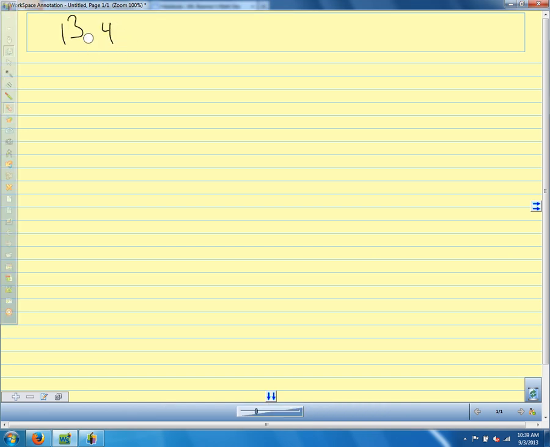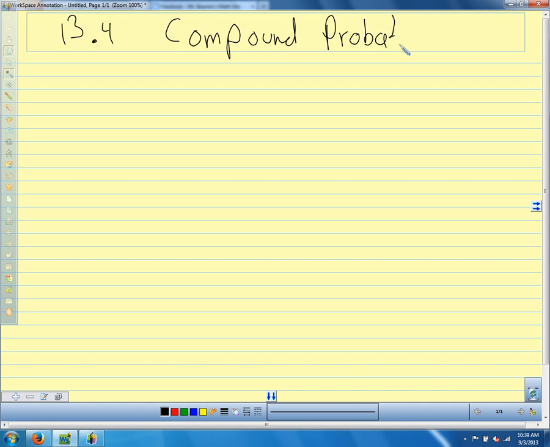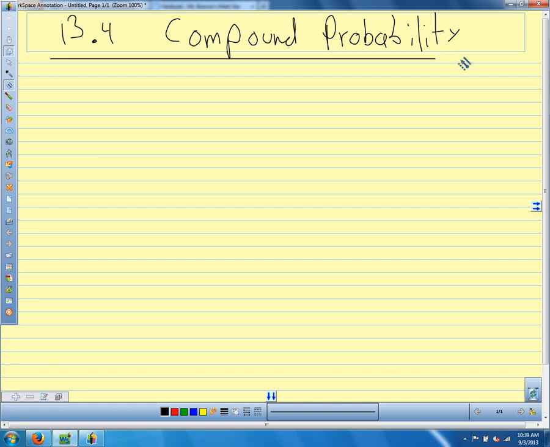And we're kind of going to talk about independent and dependent events. When we find these probabilities, we call them compound probability. So let's start out. We have a little bit of vocabulary that we need to talk about. The first thing is the word compound. So we're going to be talking about compound events.